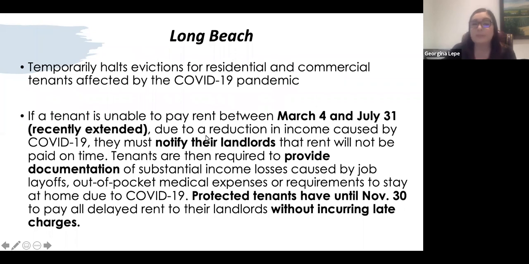Long Beach also implemented certain laws that will protect tenants. So in the city of Long Beach, if a tenant is unable to pay rent between March 4th and July 31st, this was recently extended, due to a reduction in income caused by COVID-19, they must notify their landlords in writing and provide documentation, and they will have until November 30th to pay the past due rent.